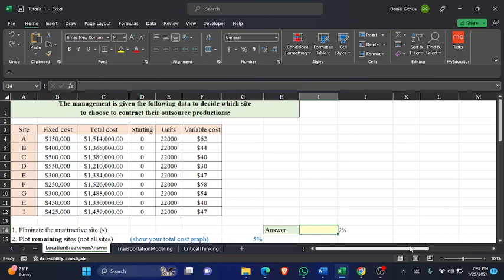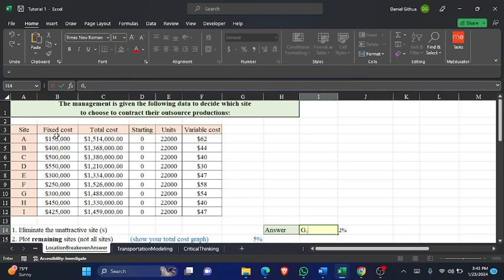The first thing I check is the fixed cost, and I check whether sites have the same fixed cost. We can see sites E and G have the same fixed cost of $300,000. For us to eliminate either of those, we have to check the total cost. We don't eliminate the one with the lowest total cost, but the one that has the highest total cost. We can see G has the highest total cost compared to E, and thus we eliminate G. So G is one of the first sites that we eliminate.